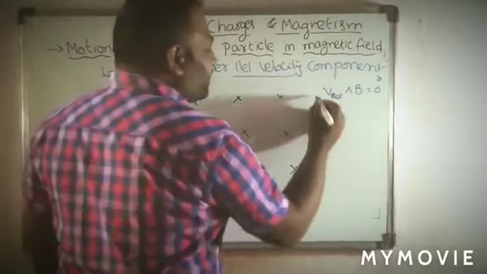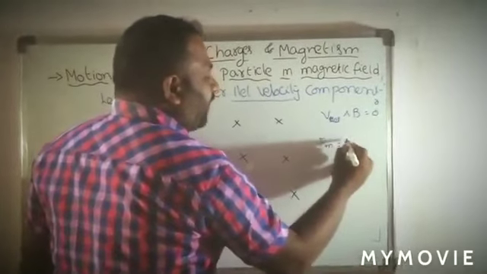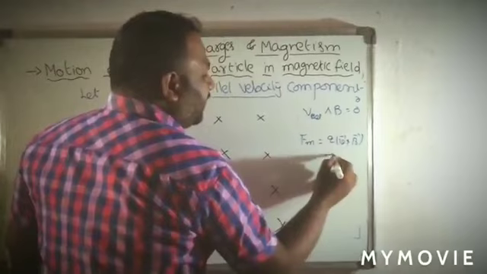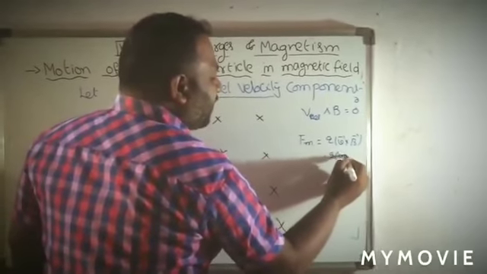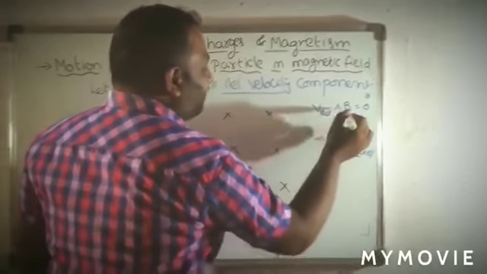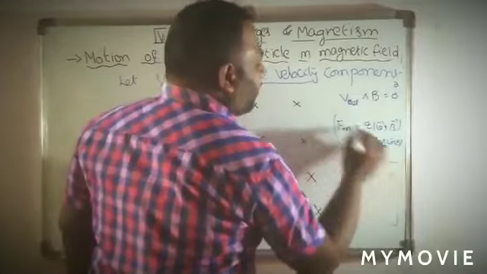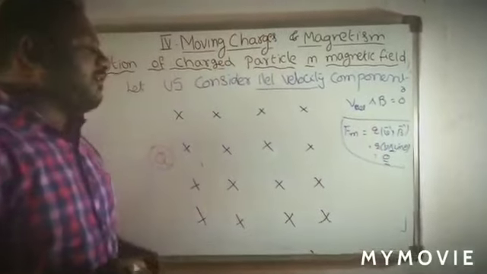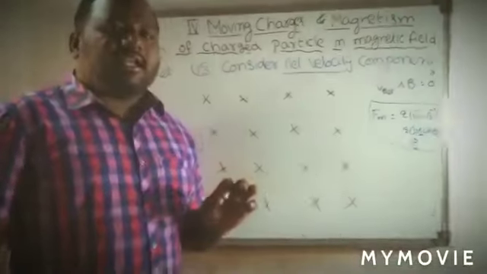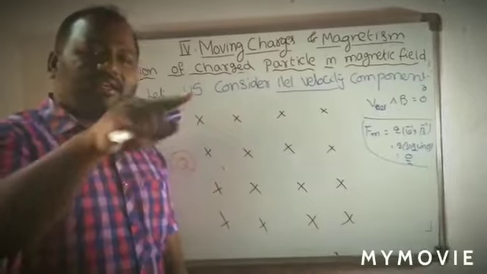Whenever it is 0 degrees, you know what the formula for the magnetic force is? F = q(V bar cross B bar). That is q times, what is V bar cross B bar? VB sin theta. What is the angle between velocity and magnetic field? 0 degrees. Substituting here, the magnetic force becomes 0. Means when we consider the parallel velocity component, the force acting on the charge can be taken as 0.